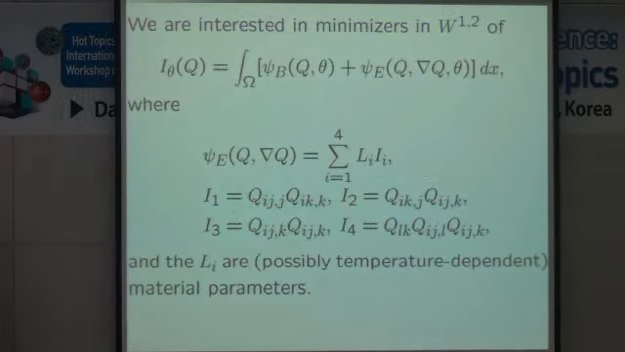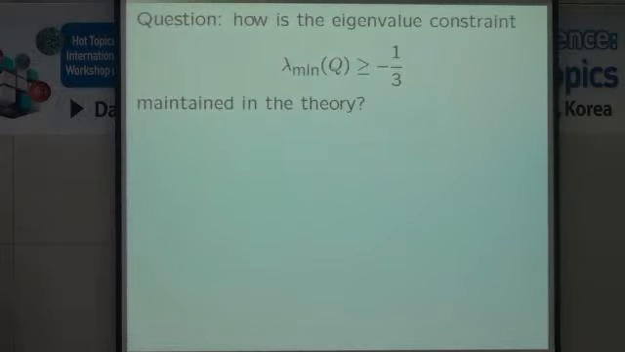And let me also remind you, last time we talked about minimizers in the Sobolev space of the total free energy, which is this bulk part, and then an elastic part. For the elastic part, I took this linear combination of the four invariants. Remember, this one was maybe the more controversial one, and it had a coefficient L4, and there was a story about whether this should be 0 or not. Right, so now what I'm going to talk about today is the question of how the eigenvalue constraint is maintained in the theory.